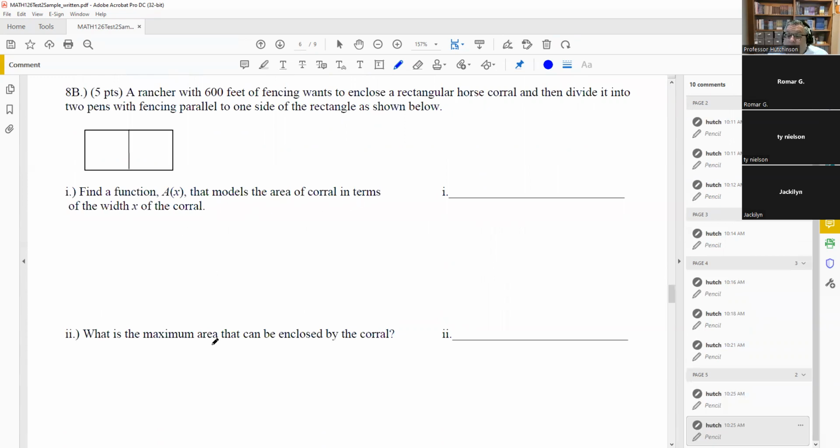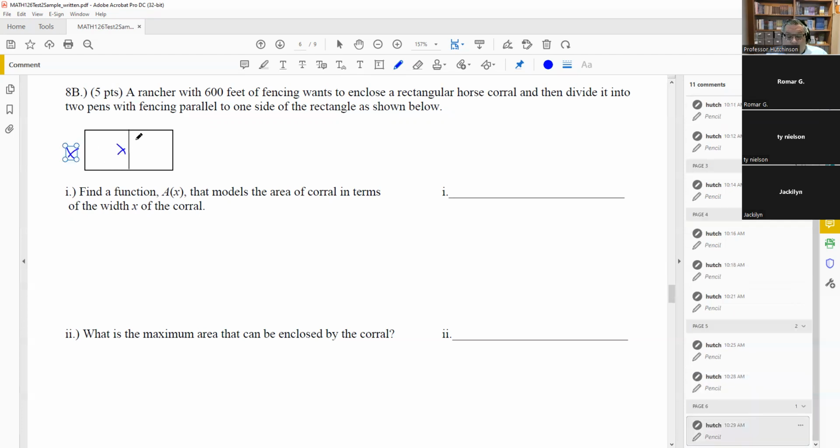This particular one asks you to find a function A(x) that models what we're doing, and then we want to find the maximum area that can be enclosed. All right, so first thing we want to do is set up some variables on here. If they give you this kind of fencing problem, they have to give you a picture, so that way you understand what the different divisions are. So for this, I'm going to let x equal the shorter ends, and I'll let y equal the longer ends.